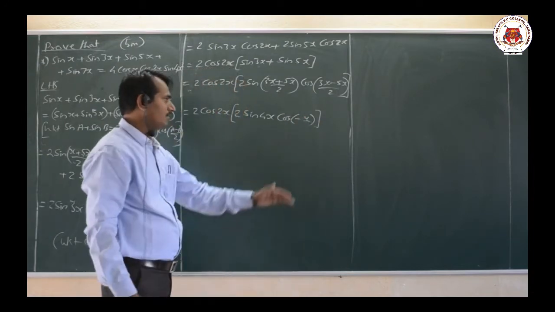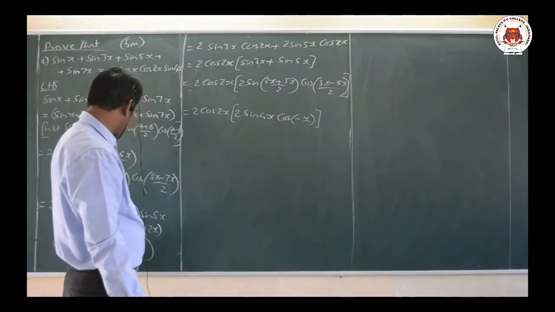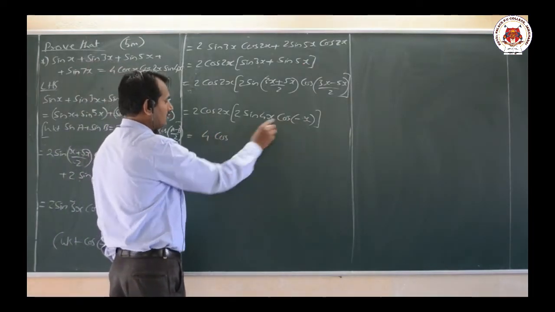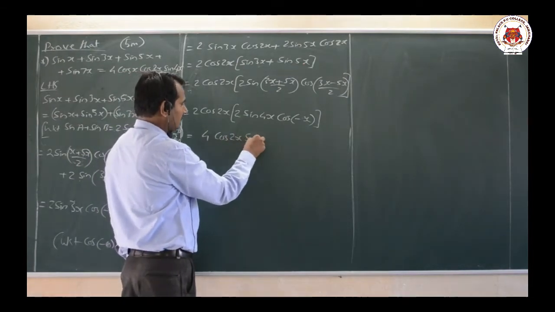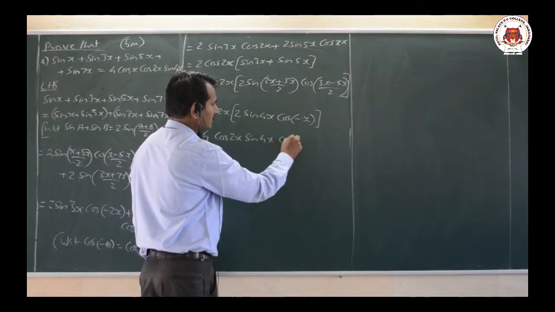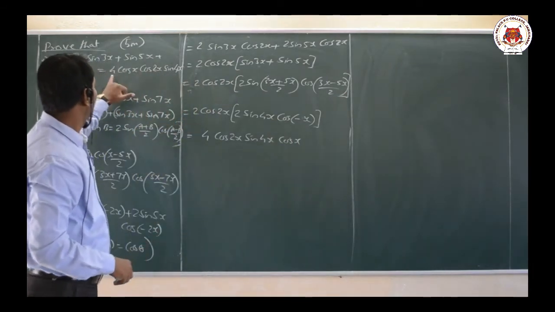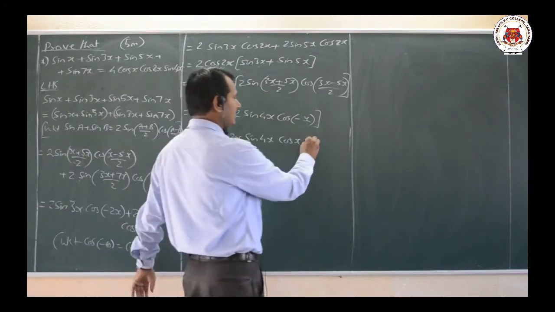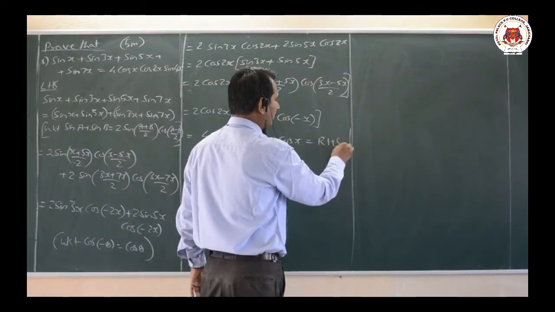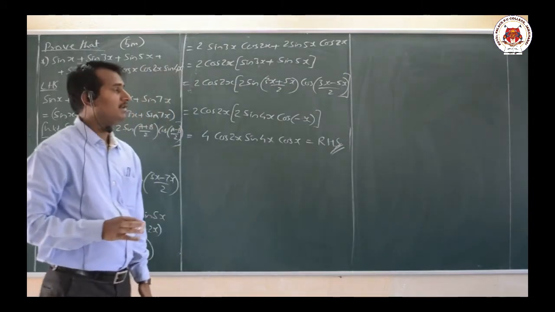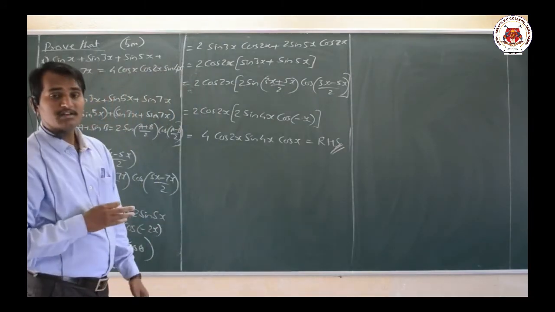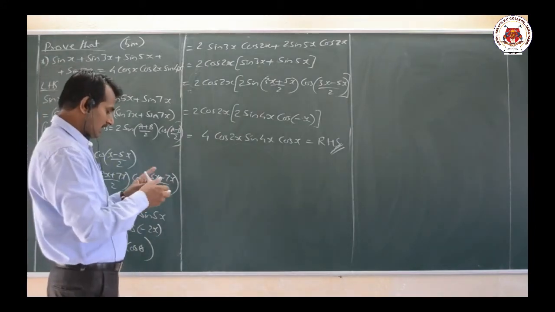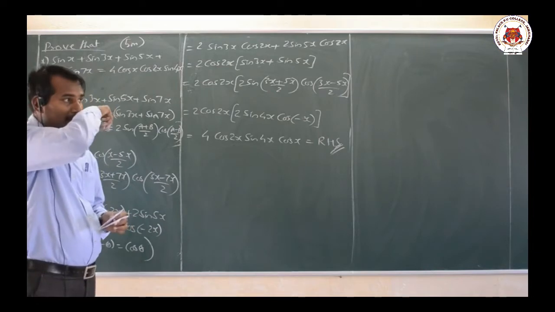Now the value of cos of minus theta will be cos theta, positive. So 2 twos are 4, and the remaining part is cos 2x, then sin 4x into cos x. That is 4 cos x cos 2x sin 4x, and that itself is your RHS, the required result. A very, very simple example asked in your question paper for 5 marks.